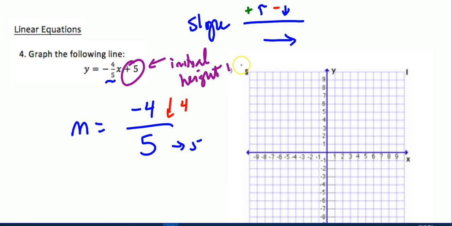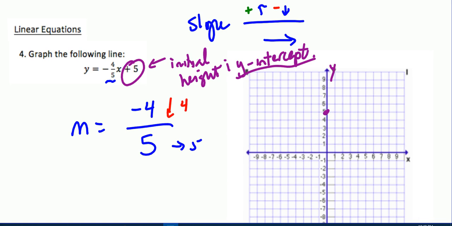This is going to be my y-intercept. Okay, and if these words are too fancy for you, all that means is the plus 5 goes on the y-axis, not the x-axis, the y-axis. So on the y-axis, 1, 2, 3, 4, 5.